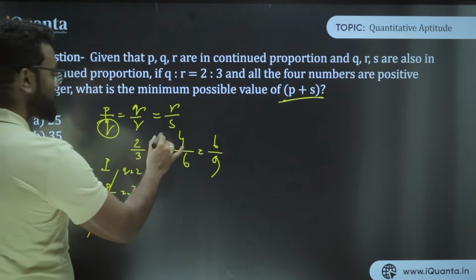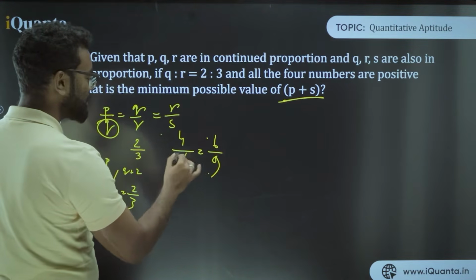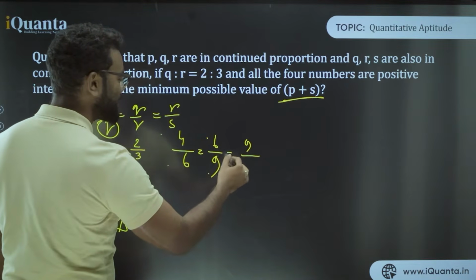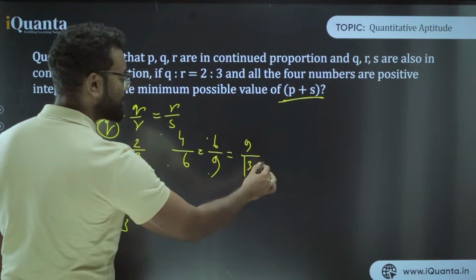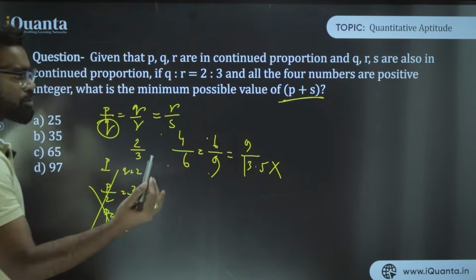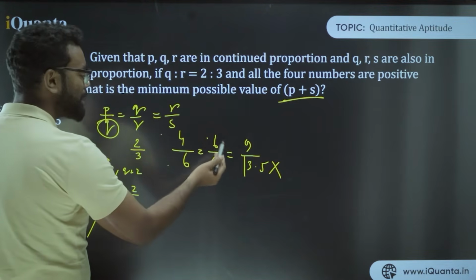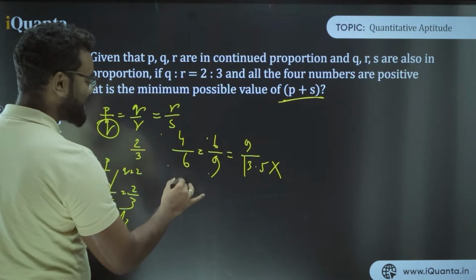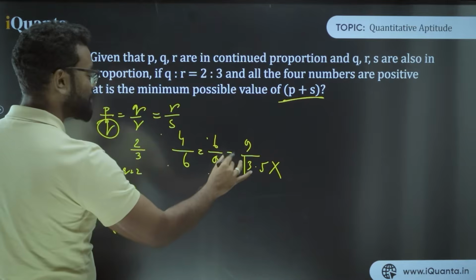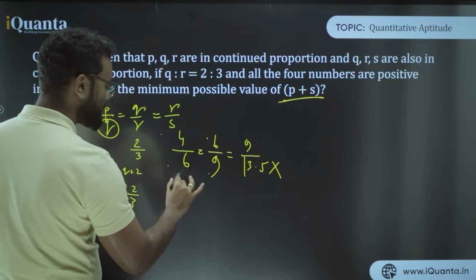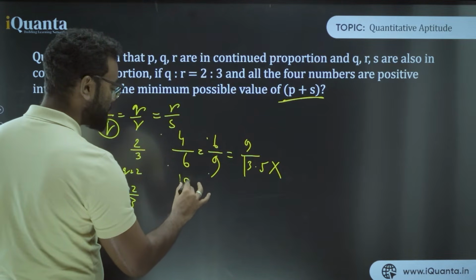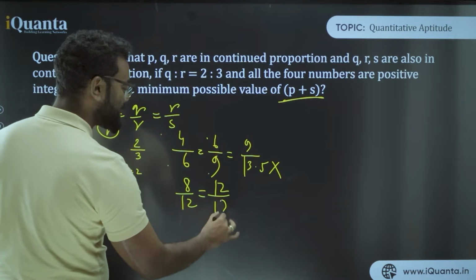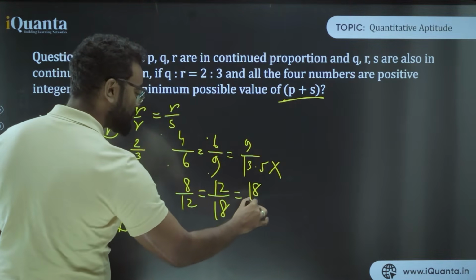So this is P, this is Q, this is Q, this is R. But the problem happens when I use this, because then R is 9 and 6 upon 9 equals 9 upon S, which gives 13.5, and it is again a fraction. So it is not possible. The next thing we can do is multiply everything by 2. So 4 upon 6 equals 6 upon 9 becomes 8 upon 12 equals 12 upon 18 equals 18 upon 27.